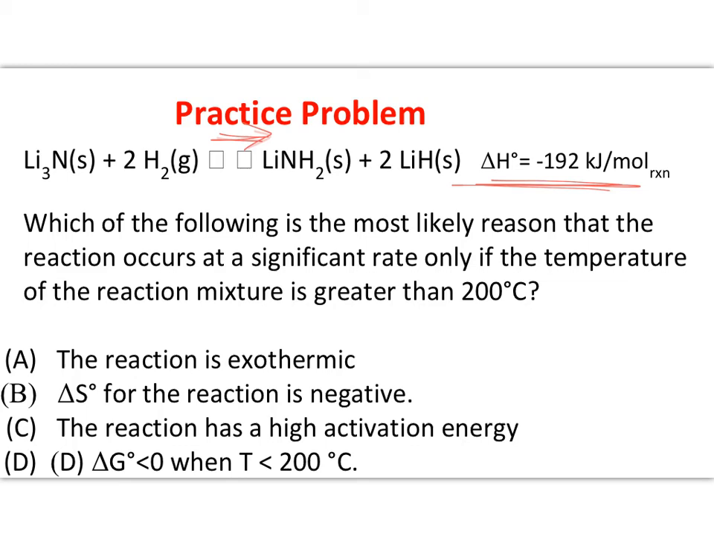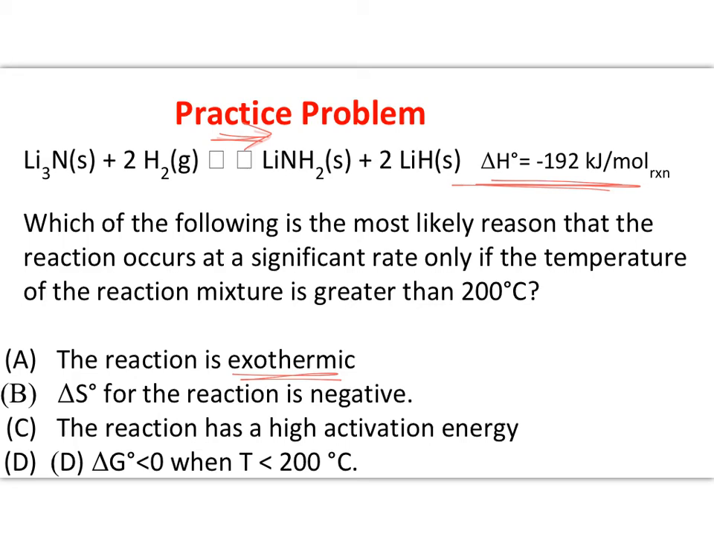All right, so if we're looking at choice A, the reaction is exothermic. That is true. It's a negative delta H. However, that doesn't really give us a reason why it would only be significant rate of reaction if the temperature is greater than 200, because exothermic reactions tend to be spontaneous. So this doesn't lead us to believe that it's temperature dependent.